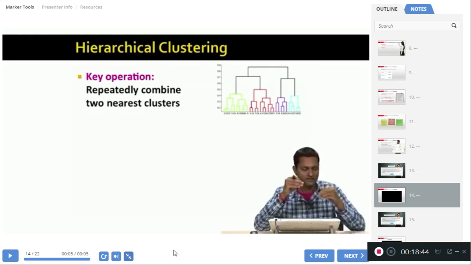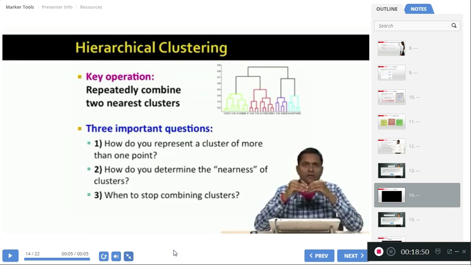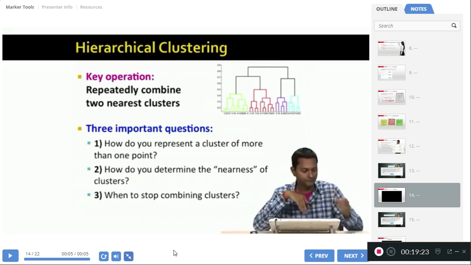There are three key questions that we have to answer in order to build a hierarchical clustering algorithm. Those three important questions are the following. How do you represent a cluster of more than one data point? We need a representation of a cluster so that we can figure out which clusters are close to each other. And that brings us to the second question, which is how do you determine the nearness of clusters so that we can combine the two nearest clusters? And the third question is, as we keep going along and combining clusters, when do you decide to stop and produce a final output? So we look at each of these three questions in turn.